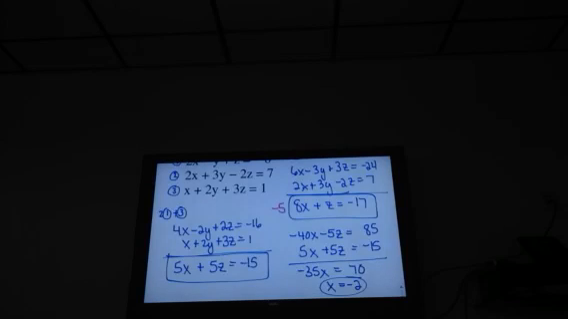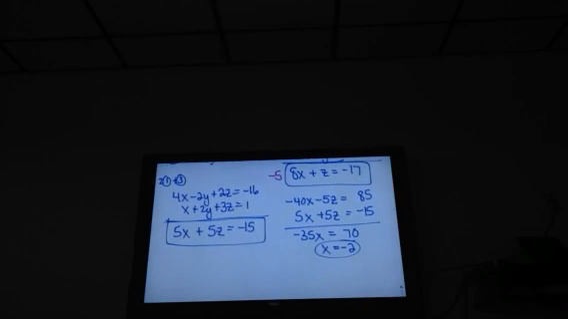So I'm going to go back to one of my boxes now. I'm going to go back to the 8x plus z equals negative 17. So I'm going to have 8 times a negative 2 plus z equals negative 17. Negative 16 plus z equals negative 17. And then add 16, and z is a negative 1.